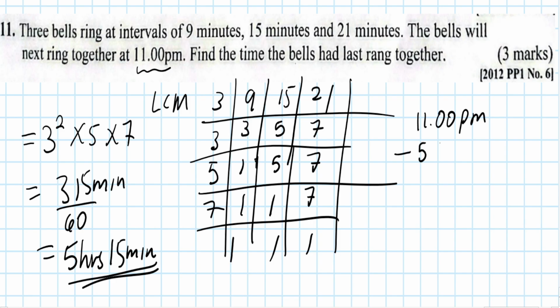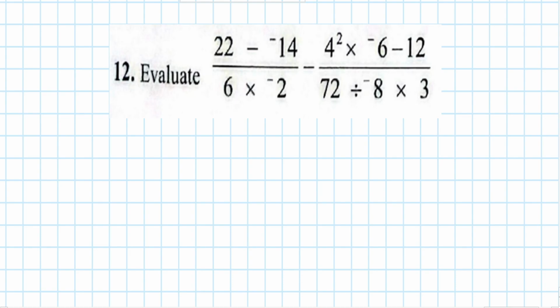Minus 5 hours and 15 minutes. Okay, so let's see how much it gives us. So you can use your calculator, by the way, or let's borrow one from 11. So 16 minus 15 is 45, and 10 minus 5 is 5. So 5:45 p.m. is your answer.